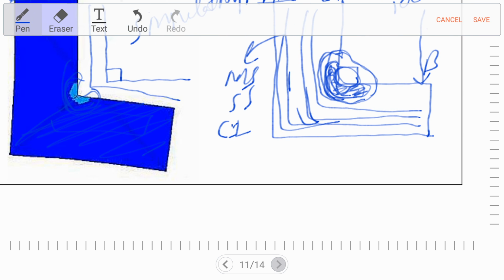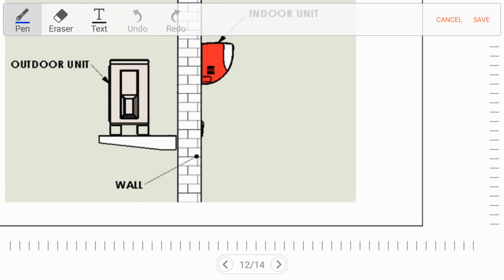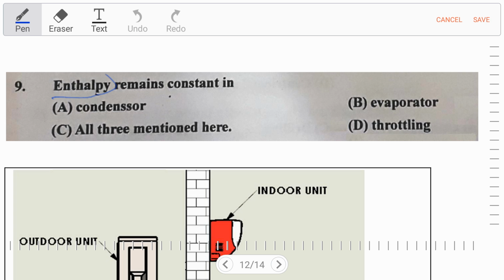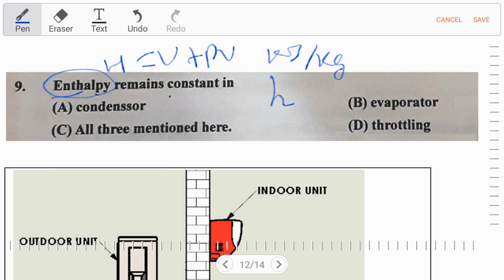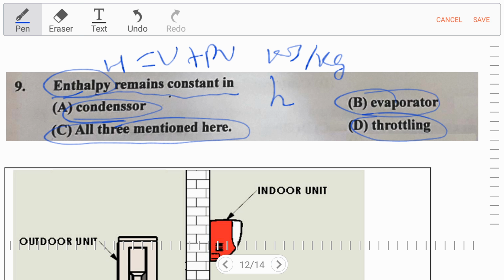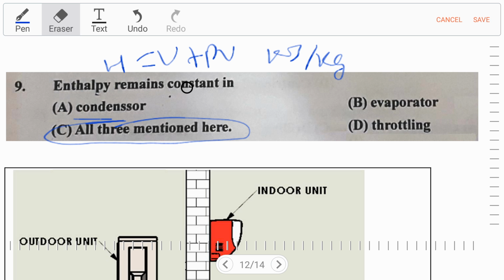Okay, next question. Enthalpy: H is equal to U plus PV, kilojoule per kg is the unit, and it is denoted by H, and specific enthalpy is denoted by small h. Okay, let's come to the question. Enthalpy remains constant in condenser, evaporator, throttling, or all the three mentioned here. Well, our answer is throttling.